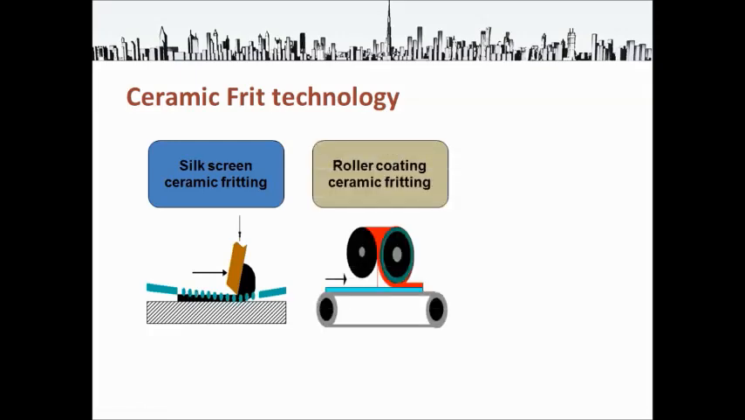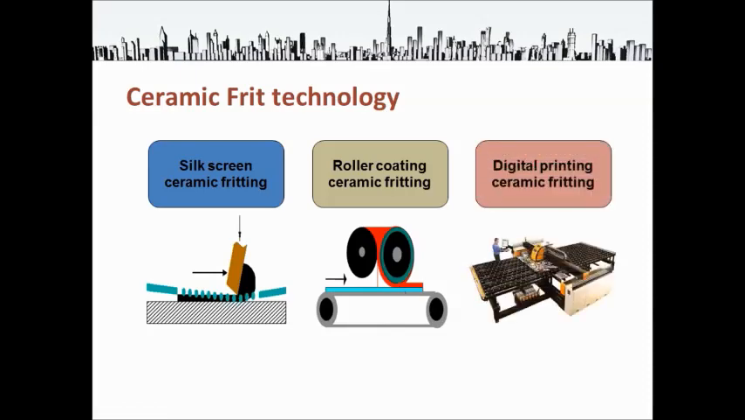The second type of ceramic frit technology that is available is roller coating, where you deposit a uniform layer of coating by use of rollers, a single roller which is rotating in the same direction or opposite direction, and you see the red, which is the ceramic coating that gets deposited onto the surface of the glass.